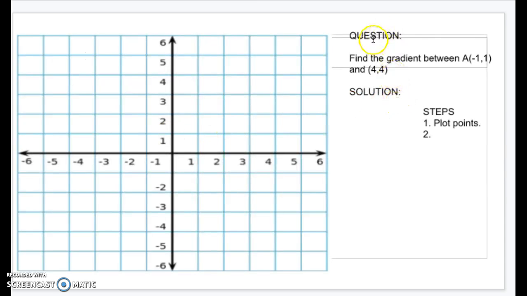So, here's a question. This is still in your reference book. Find the gradient between the point A (-1, 1) and B (4, 4). We have a number plane. You'll notice there are certain mistakes. There's no X on my number plane, no Y on my number plane. I should have these intervals marked. Plot the points. Here, we make a triangle between the points. So we'd have a triangle. These are all the steps.